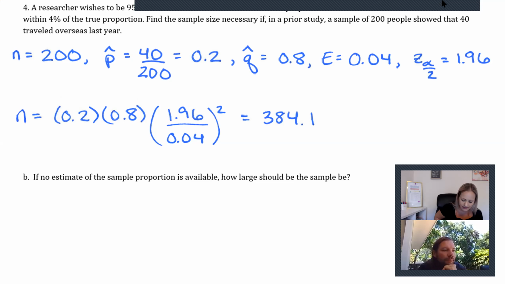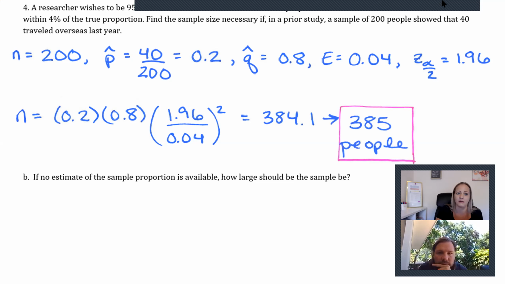So Dr. Insko, I think my answer should be 384. Do you agree with that? I mean, we should round up though, right? Because we're talking about number of people. Yeah, it's the minimum number of people. And since we can't have 0.1 of a person, we have to go up to the next whole number. So 385 would be the correct answer.